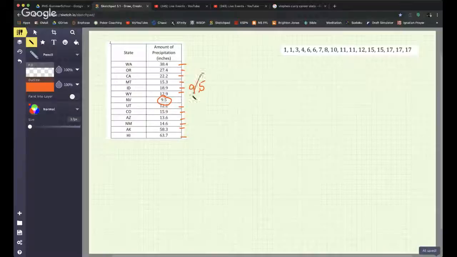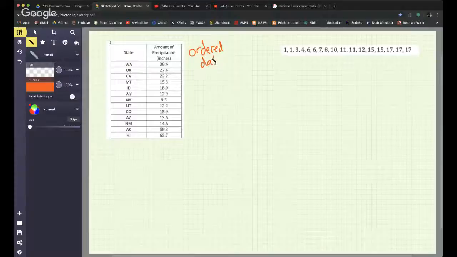Well, that's not right. It's not 9.5 because if we remember the rule of the median, it has to be in an ordered data set. So we have to take this data set and order it first. So let's order this data set, and then we'll be able to find the median. So we'll take 9.5. You can just fast forward this if it's too boring as I count down. So I'm ordering this one.